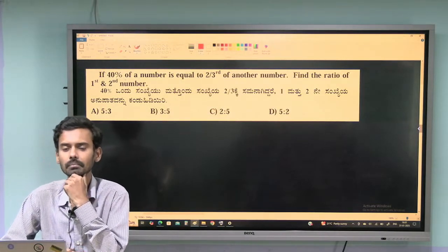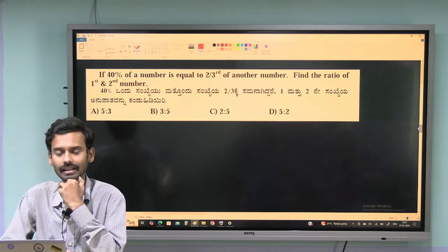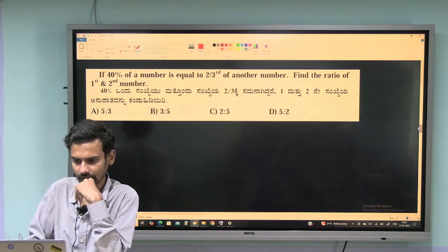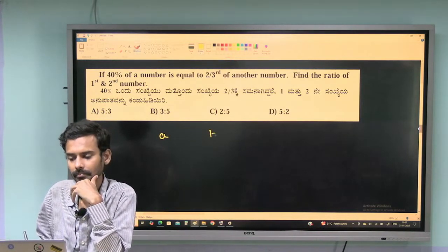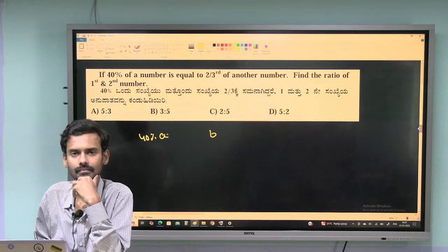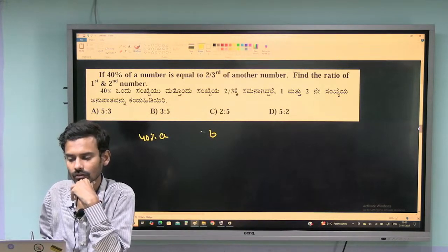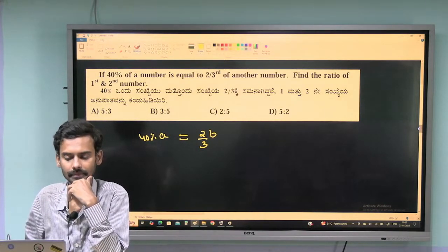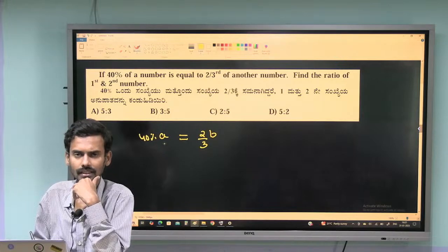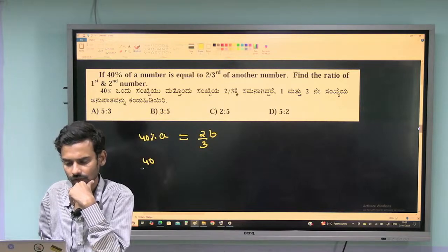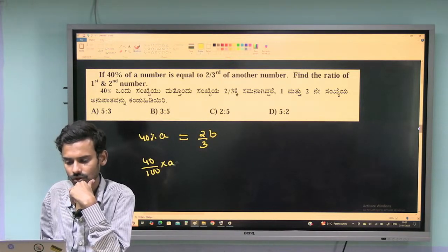If 40% of a number is equal to 2 by third of another number, find the ratio of first and second number. So first number A, second number B. 40% of the first number is 40% of A, and 2 by third of the second number will be 2 by third of B. The question is saying these two are equal. So 40%, as we learnt in yesterday's class, percentage meaning is divided by 100. So it is nothing but 40 by 100 of A should be equal to 2 by 3 of B.